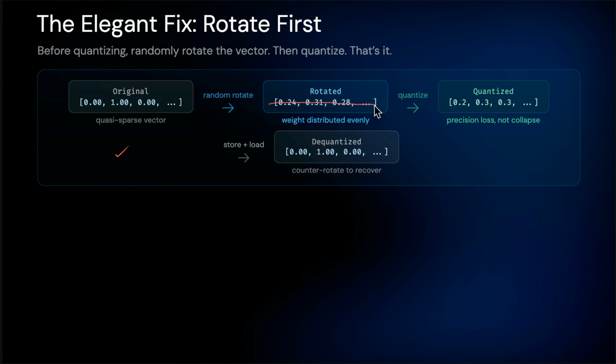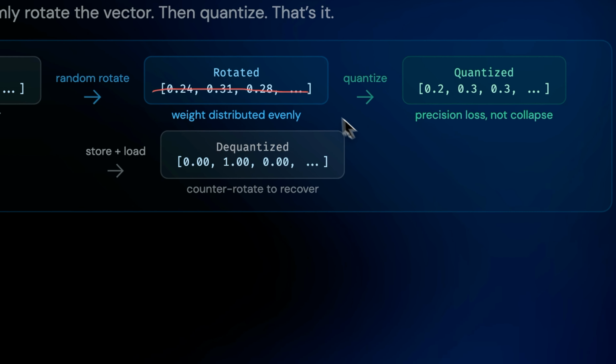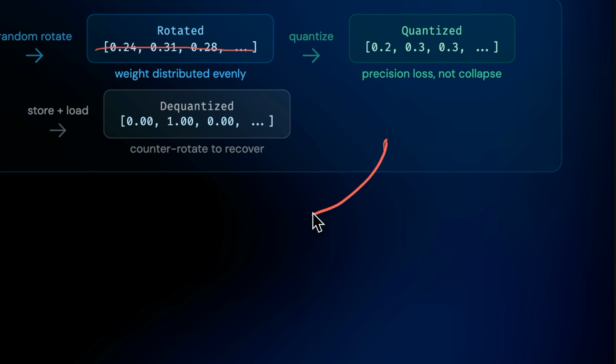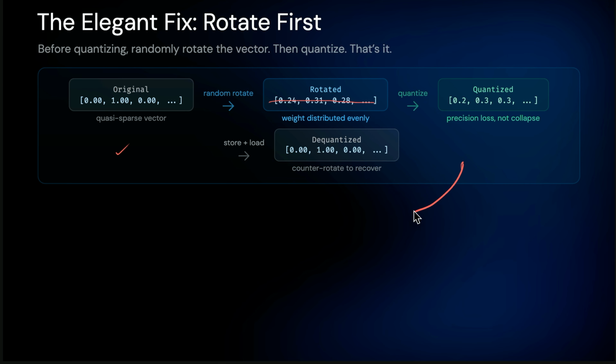So now you quantize it. After quantization, like 0.24 becomes 0.2, etc. So we are just losing some precision, but we are not going to a complete collapse. Now when you want to dequantize it, as I said earlier, you just have to counter-rotate to recover.